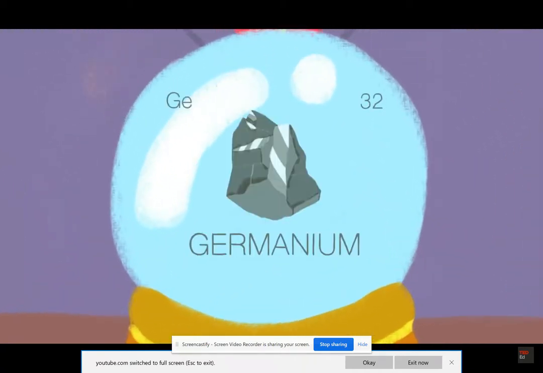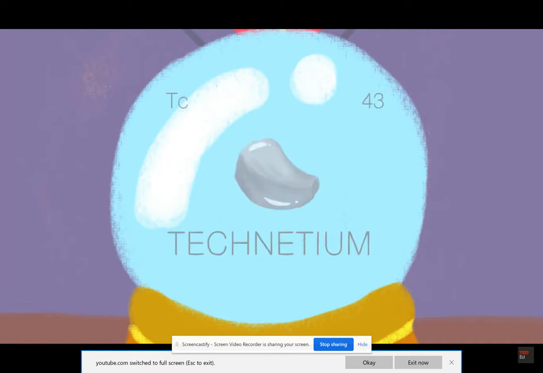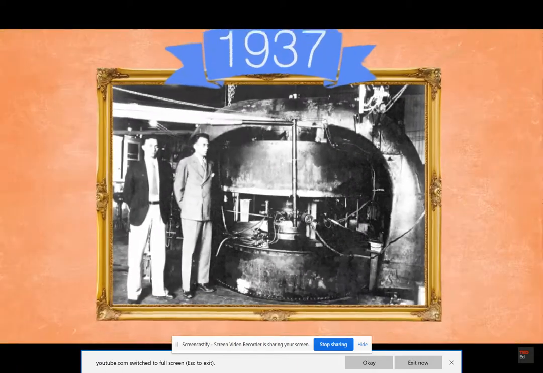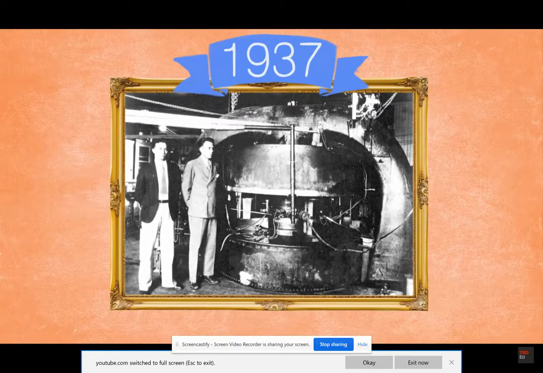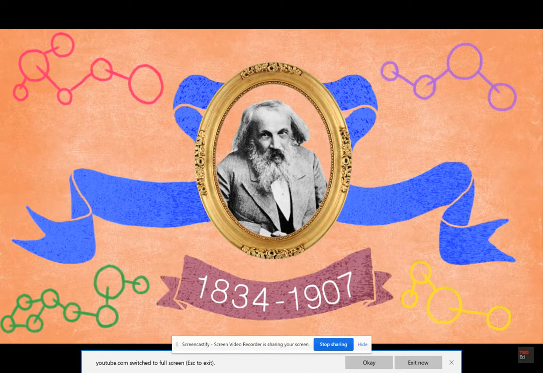Scandium, germanium, rhenium. The element he called Eka-manganese is now called technetium. Technetium is so rare it couldn't be isolated until it was synthesized in a cyclotron in 1937, almost 70 years after Dmitri predicted its existence, 30 years after he died. Dmitri died without a Nobel Prize in 1907, but he wound up receiving a much more exclusive honor.